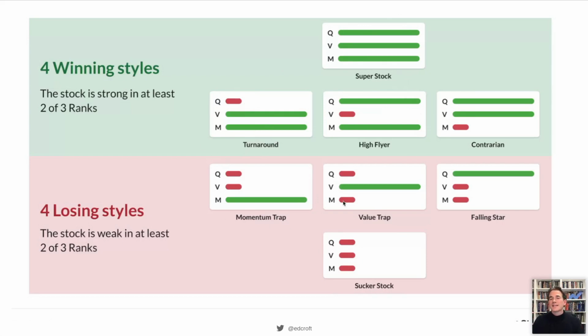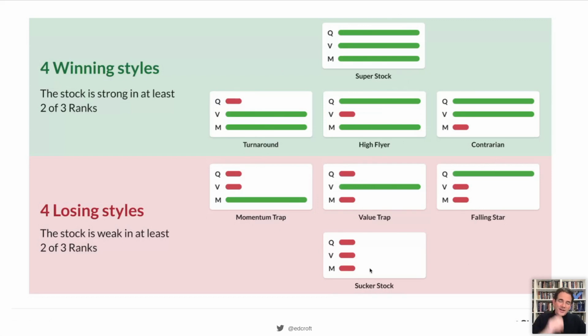And losing styles are things like value traps. You can find a really, really cheap share, but if it's not backed up by profitability, and if the momentum is weak, that's a value trap. Falling star: I think somebody asked a question about big US stocks, such as Amazon and Meta. I was looking at Amazon, and it's classified as a falling star. It's actually very high quality, with great gross profitability, but it's really expensive. So low value rank, and it's trending down, so low momentum rank. You often find high flyers turn into falling stars.